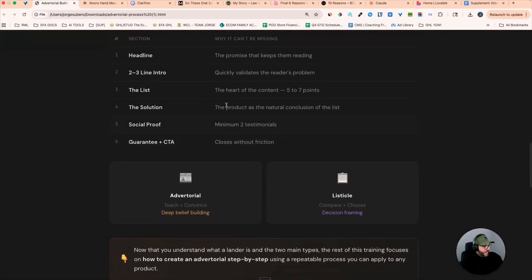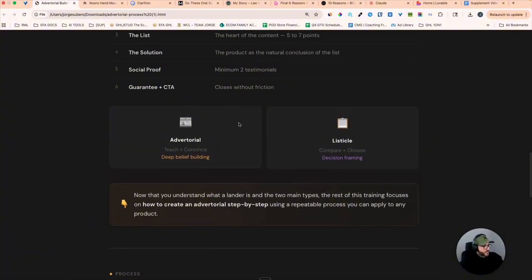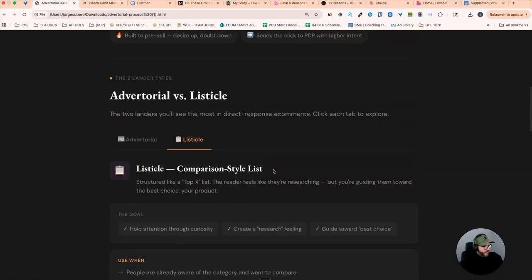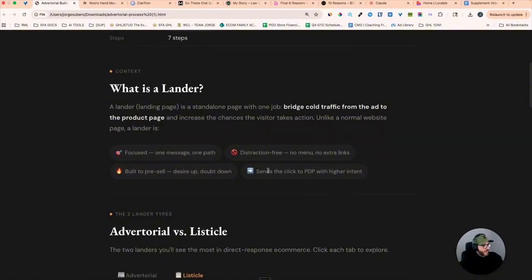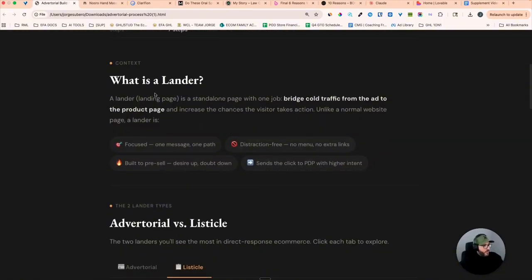The idea of this is understanding what the listicle is that you want to use as your prelander, especially for your products, for your supplements, and then understanding more about the reasons why we go with this as an important part of our funnel.